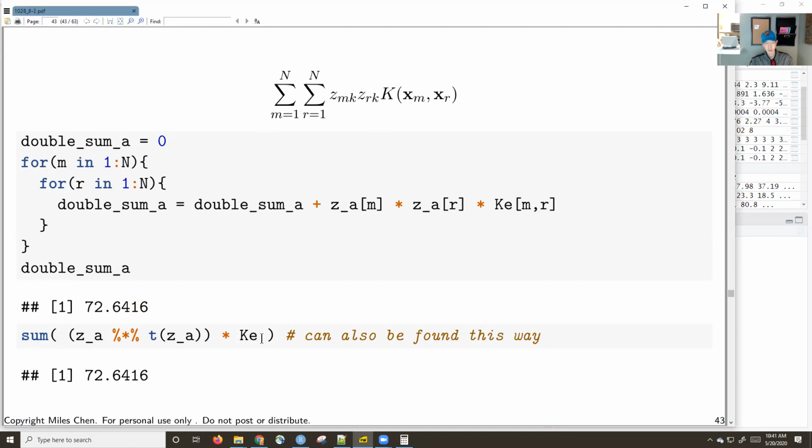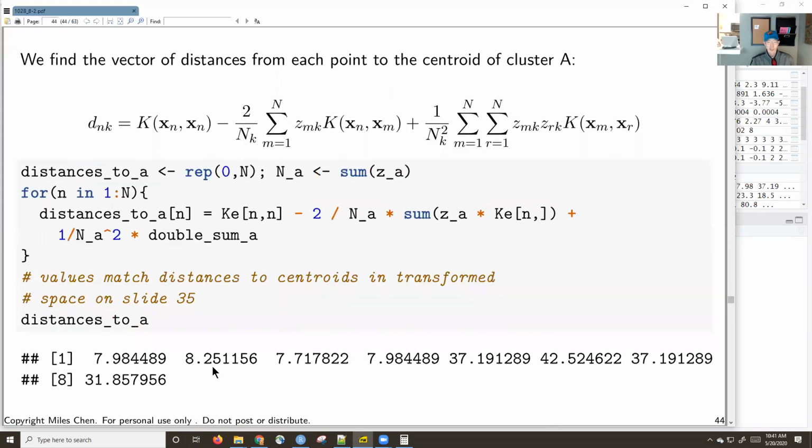If you're okay with some matrix operations, you can actually do a cross product between Z and itself. But anyway, don't worry about this, you can also find it this way. Okay, so I'm going to go ahead and find these kernelized distances, okay?